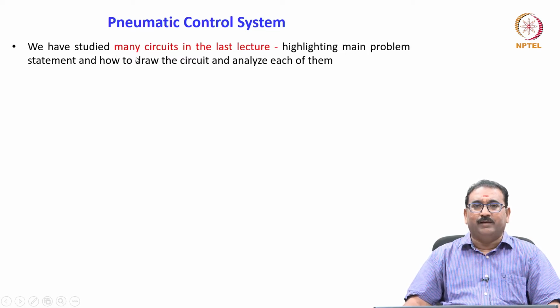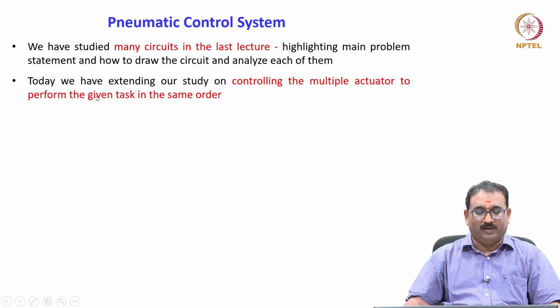We have studied many circuits in the last lecture, highlighting the main problem statement, how to draw the circuit, and analyzing the flow path for each actuation. Today, we are extending our study to controlling multiple actuators to perform the given task in the same order.